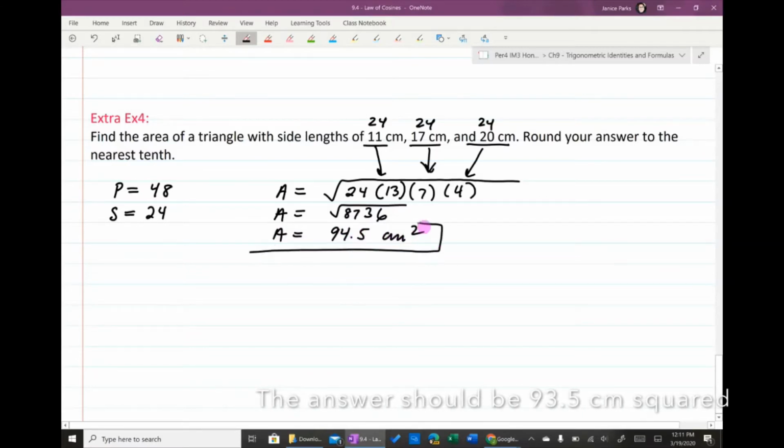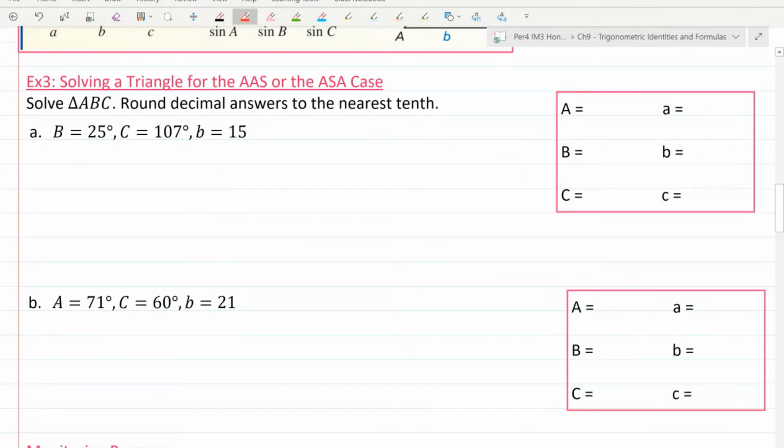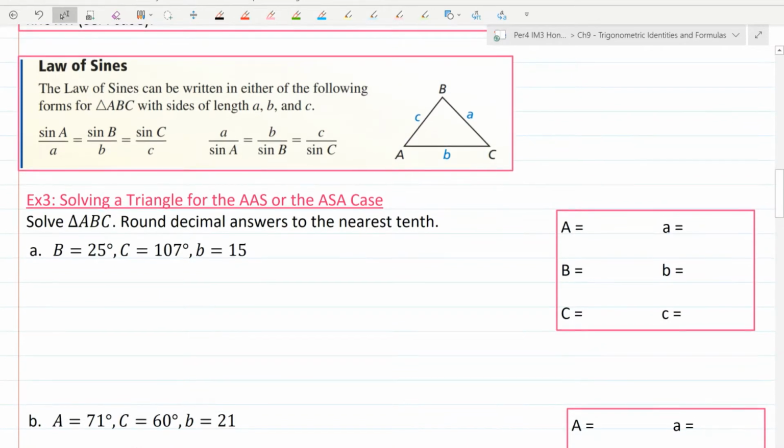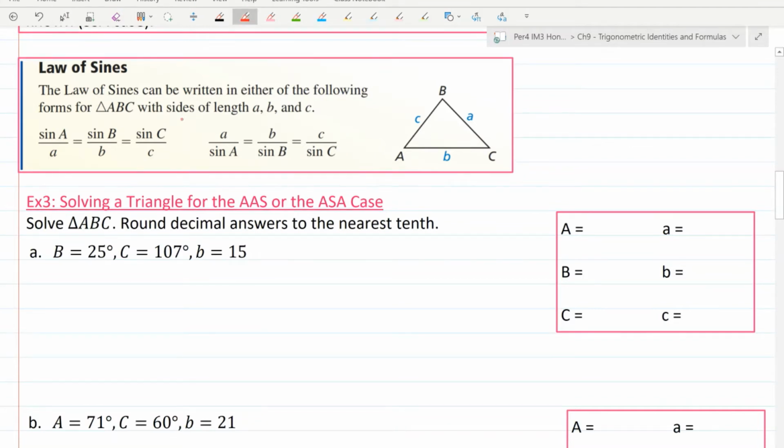In today's video, I'm going to show you how to solve a triangle for all 3 sides and all 3 angles using the law of sines. We're in section 9.3 right now, on example 3. The law of sines that we're going to be using is that sine of A over a is equal to sine of B over b, equal to sine of C over c.